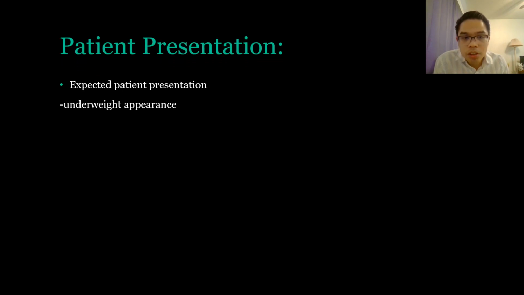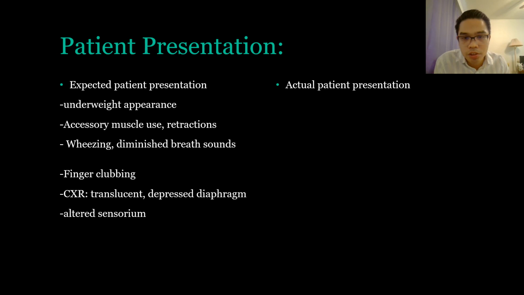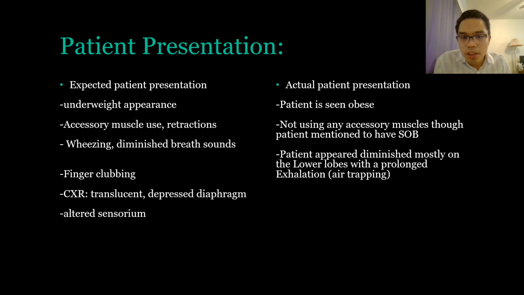Patient presentation: the patient has an underweight appearance, accessory muscle use, retractions, wheezing, diminished breath sounds, finger clubbing, on chest x-ray a translucent, depressed diaphragm, and altered sensorium. And then the actual presentation: the patient is obese, didn't show any signs of distress or usage of accessory muscles, though the patient did exhibit shortness of breath. And then the patient had diminished breath sounds, mostly in the lower lobes, with a prolonged exhalation time due to air trapping.